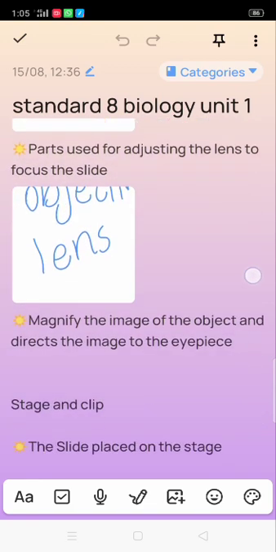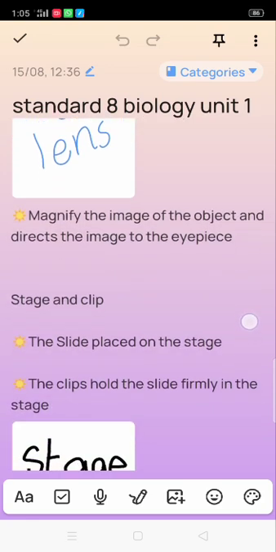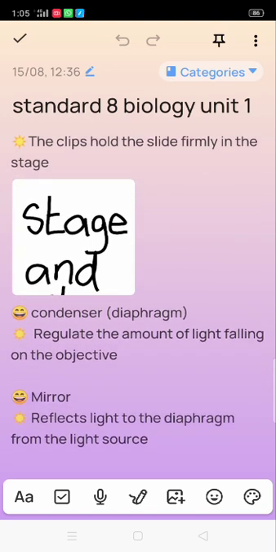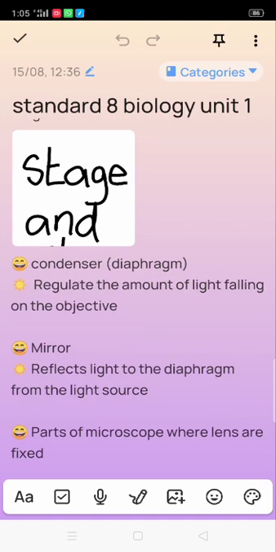Objective lens: magnifies the image of the object and directs the image to the eyepiece. Stage and clip: the slide is placed on the stage. The clip holds the slide firmly on the stage. Condenser: regulates the amount of light falling on the objective. Mirror: reflects light to the diaphragm from the light source.